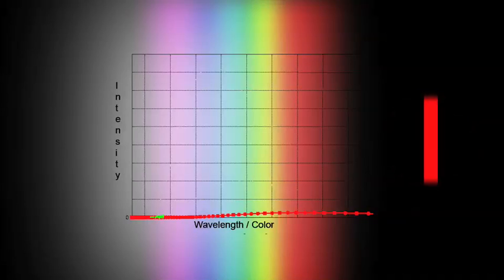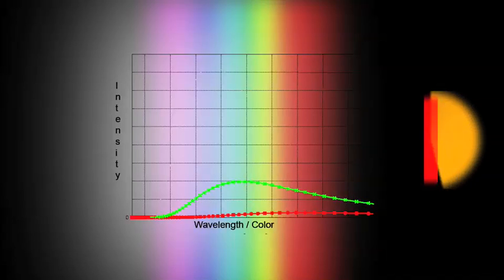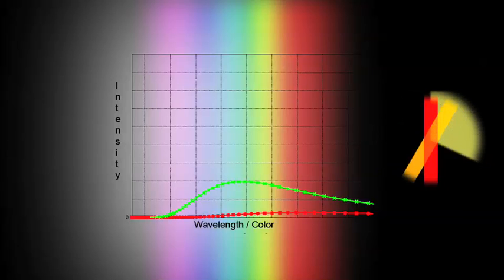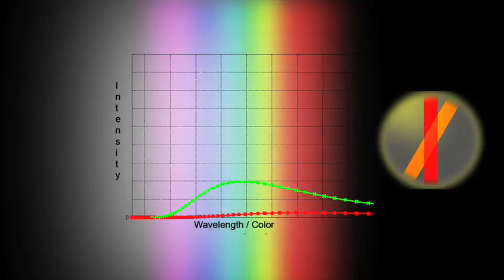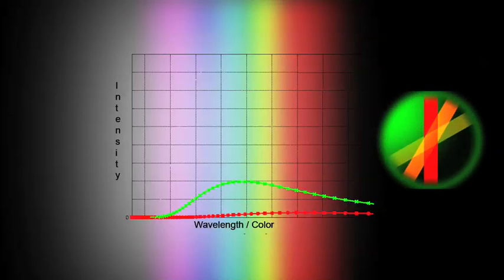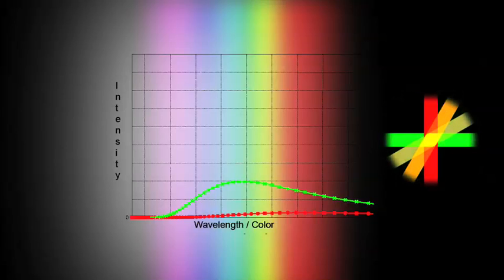This curve shows how much light of each color is emitted by a medium temperature object, and the most light is emitted in the orange, yellow, green wavelengths. So now we add orange, yellow, and green to our cauldron of light on the right. As you can see, the combination so far looks yellow.